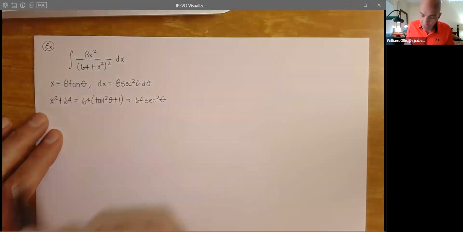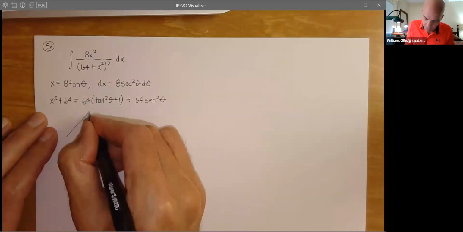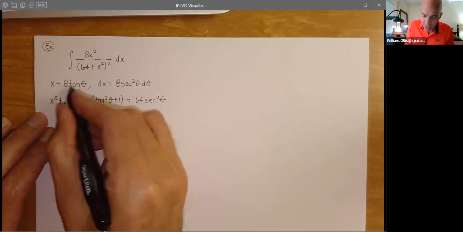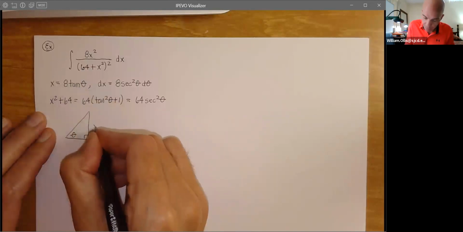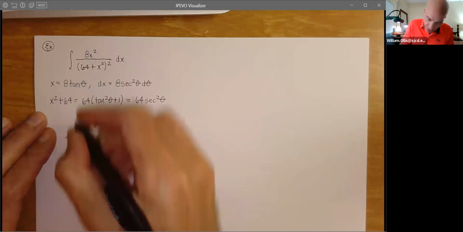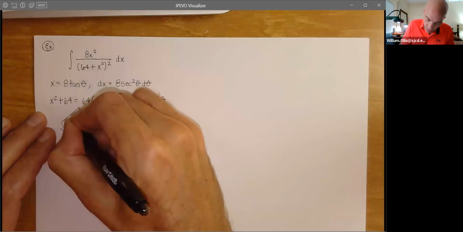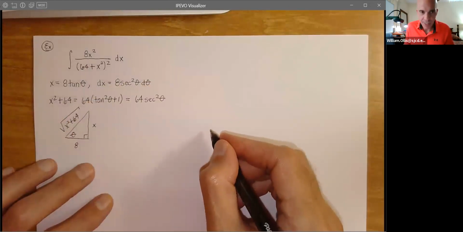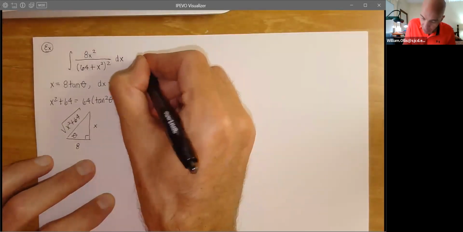So one thing we might want to notice here that we can go ahead and do is draw the triangle. So we have tangent theta is 8 over x, so opposite over adjacent. And that'll just give us the x squared plus 64. You can do it in either order. Sometimes you like to write it 64 plus x squared. It doesn't matter. So now we can fill everything in.